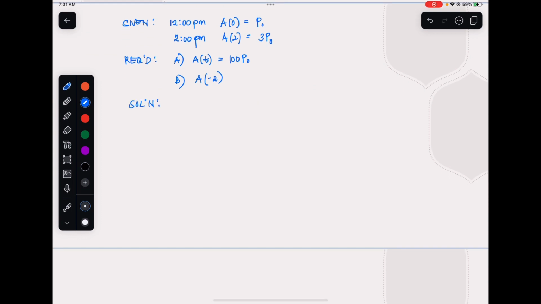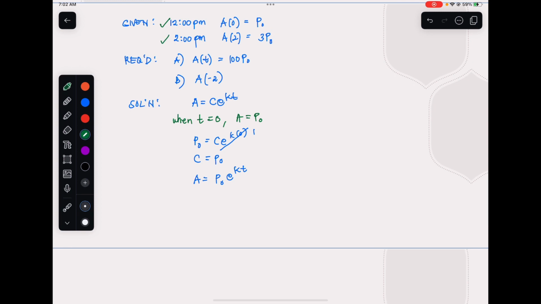So for our solution, we start again with our formula, A is equal to C e^(kt). Initially, when time is equal to 0, our A is P sub 0. So P sub 0 is equal to C e^(k times 0). K times 0 is 0, and e to the 0 is 1. Therefore, C is P sub 0. So we substitute, and A will be equal to P sub 0 e raised to kt.